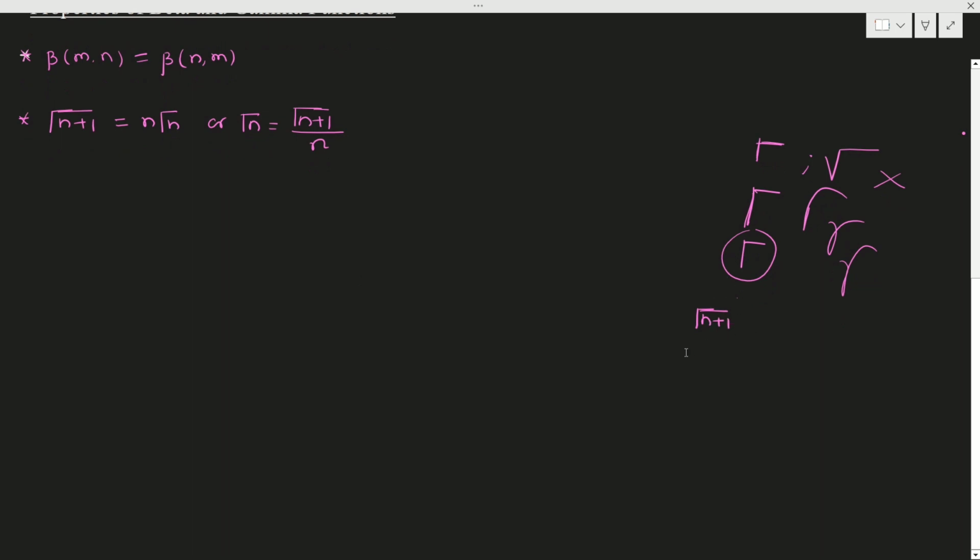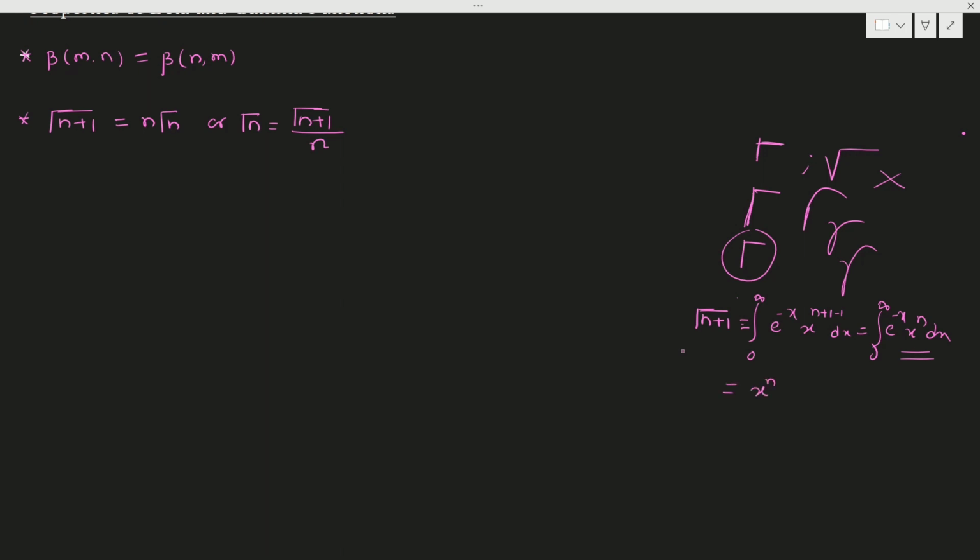So gamma of n plus 1 is equal to integration from 0 to infinity e raised to minus x, x raised to, in place of n we have to put n plus 1, so n plus 1 minus 1, dx. This gives us integration from 0 to infinity e raised to minus x, x raised to n dx. Now integrate this by parts. Consider x raised to n as the first function and e raised to minus x as the second function.